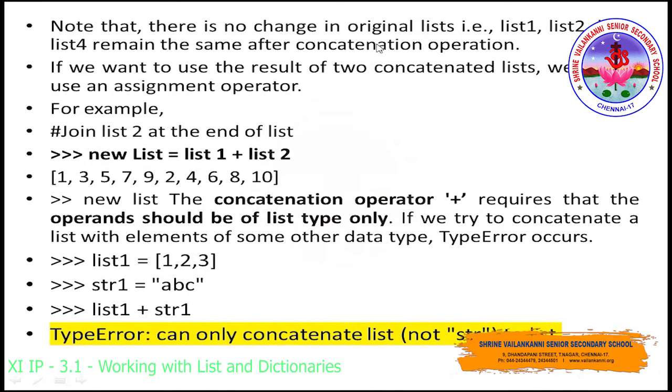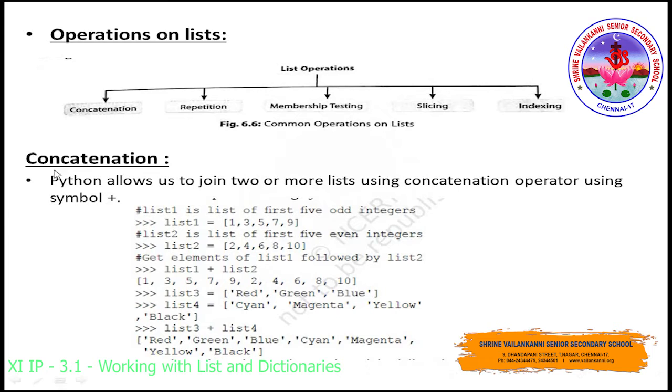If you see here, all these four lists, list1, list2, list3 and list4, will remain the same actually. There will be no changes in the original list even after you concatenate. So list1, 2, 3 and 4 will remain the same as such. They will not be affected at all even though you concatenate and display the result over here. This concatenation will display the result only for that time being, and it will not affect the original list which you have already created.